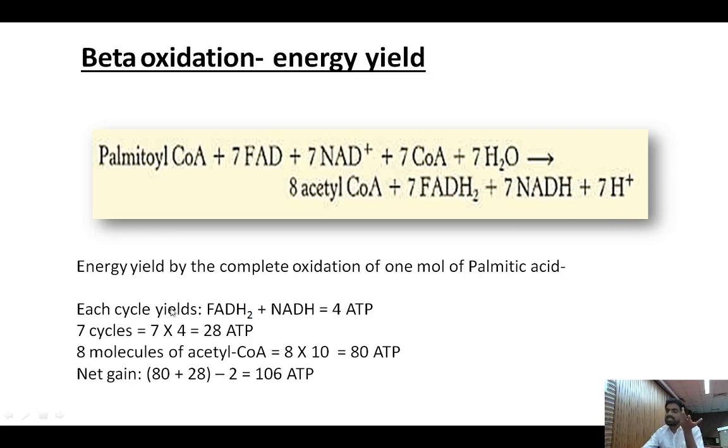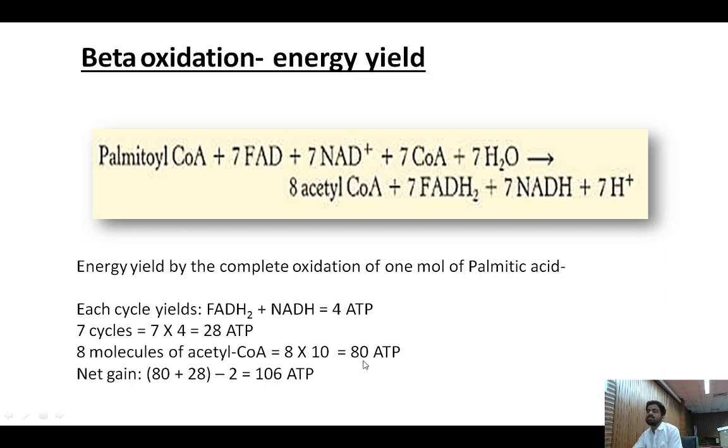So what will be the energy yield? In each cycle, how many FADH2 and NADH are released? One each, right? So one FADH2 plus one NADH will release ultimately the equivalent of 4 ATP. This is 2.5, this is 1.5. So in 7 cycles the total ATP yield from FADH2 and NADH will be 28. And now these 8 molecules of acetyl coenzyme A will give 80 ATP with the help of the citric acid cycle. One acetyl coenzyme A releases 10 ATP in the citric acid cycle, so 8 molecules will release 80 ATP.